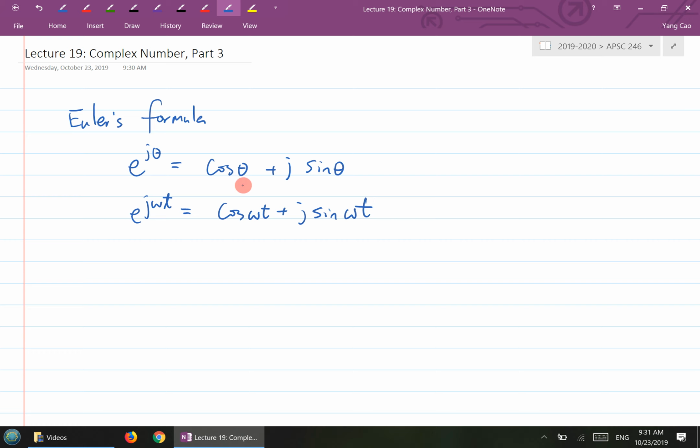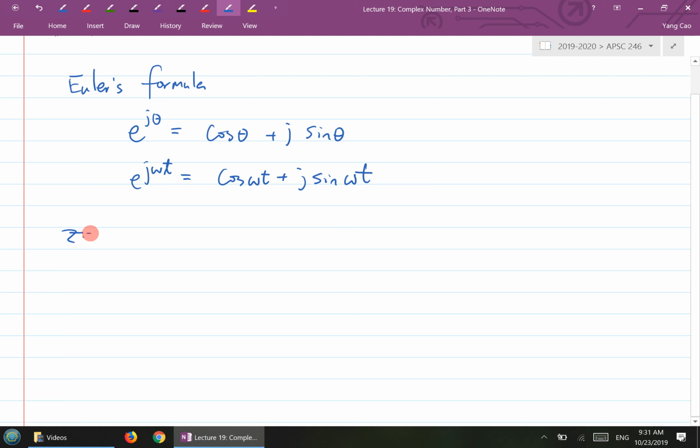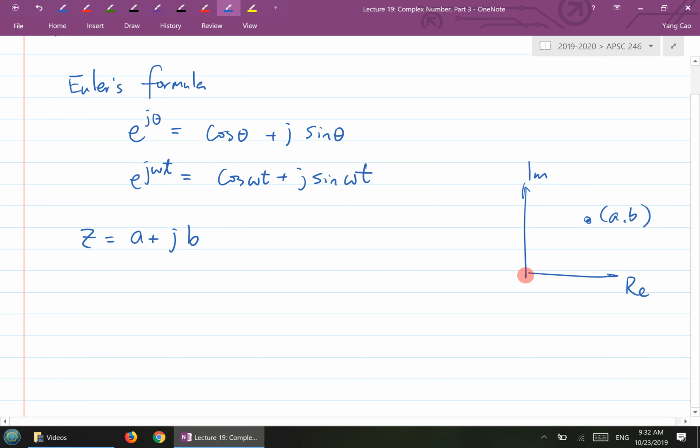For example, if you have a complex number which is cosine theta plus j sine theta, it can be written as e to the power of j theta. And if you change the theta to omega t, then you get cosine omega t plus j sine omega t. And for a typical complex number a plus jb, it has two components. So when you have a complex number, it always has two pieces of information. One is its modulus. The other is called its argument, theta. So r equal to the absolute value of z, and theta equal to the inverse tan of b over a.